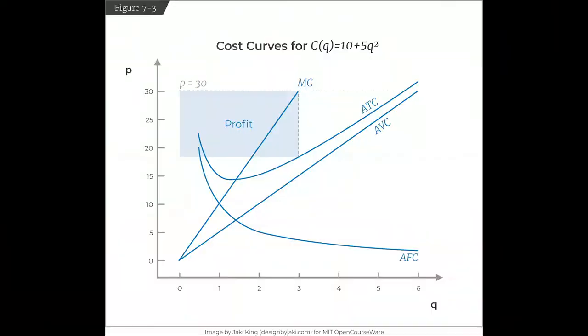We can see that in figure 7.3. Figure 7.3 shows our cost curves for this 10 plus 5q squared function we derived before. You can see we have an average total cost curve, which first declines and then increases. We have a marginal cost curve, and then we have average variable and average fixed cost curves.